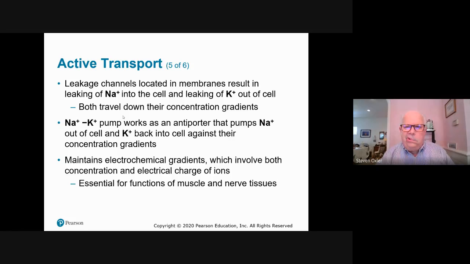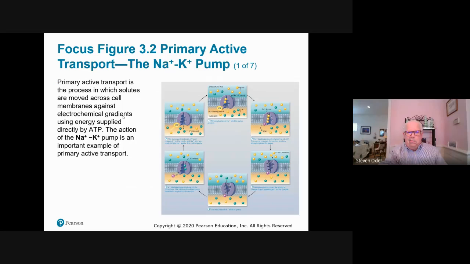So if you lose potassium, you need the sodium pump to put the potassium back into the cell. If you put the potassium back into the cell, you need to take the sodium out. So the sodium-potassium pump is an antiporter. One goes in, one comes out. Antiporter. It is the basic function of muscle cells and nerve cells. The sodium-potassium pump.